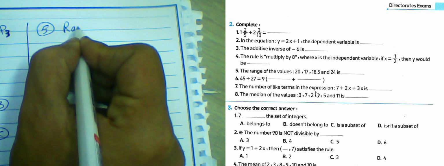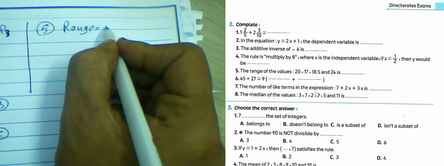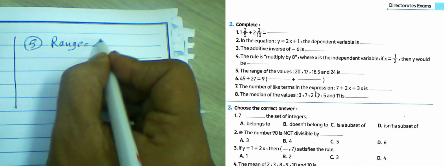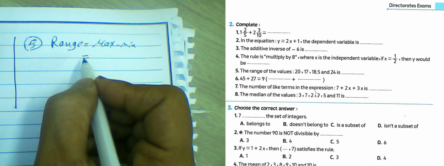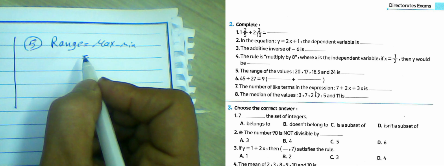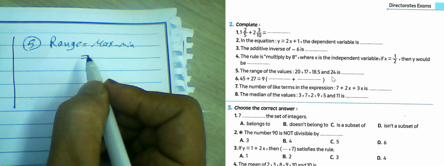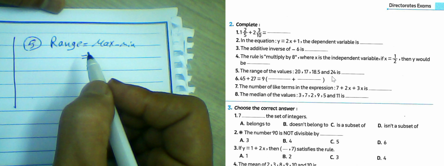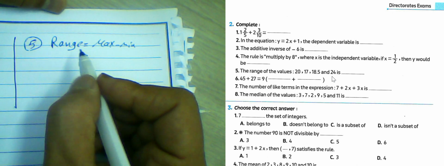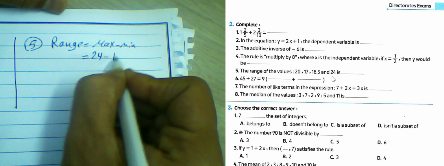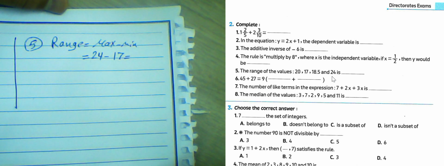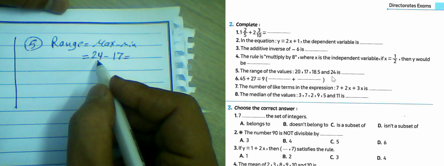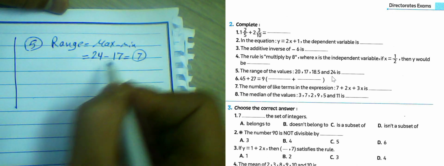To find the range, we must write the difference between the maximum and the minimum value. The maximum here will be 24, and the minimum was 17. 24 subtracted by 17, the maximum and the minimum values in the example are 24 and 17. Then the difference between them, 14 minus 7 equals 7, so the difference will be 7.